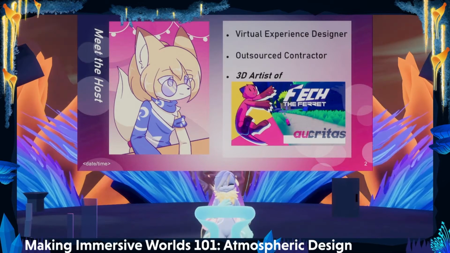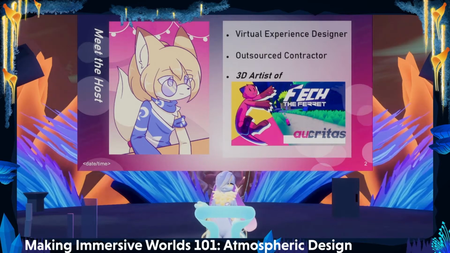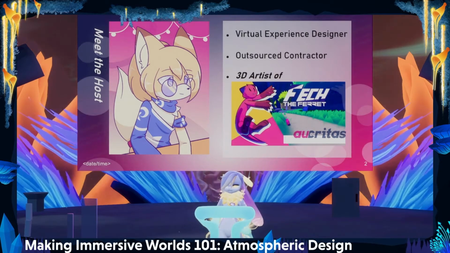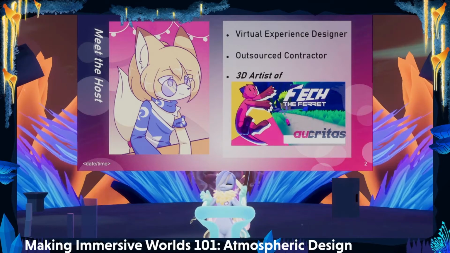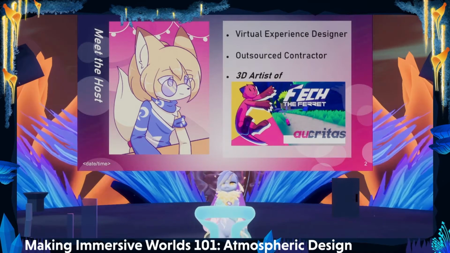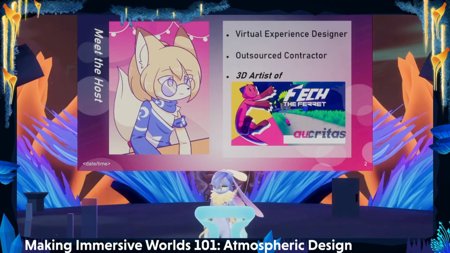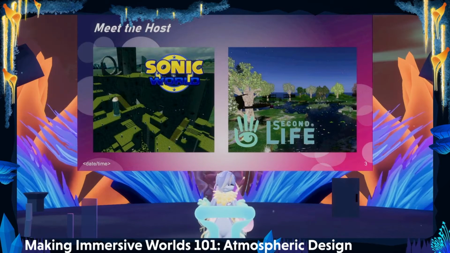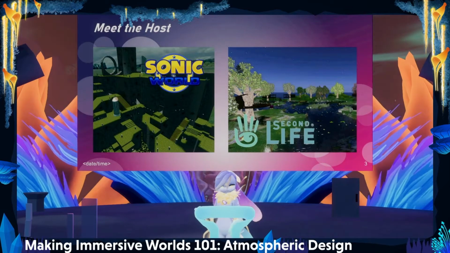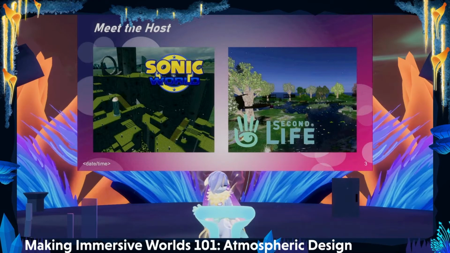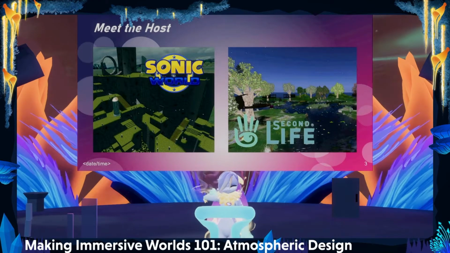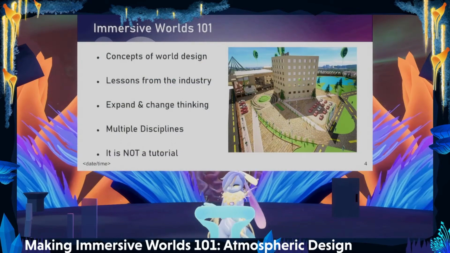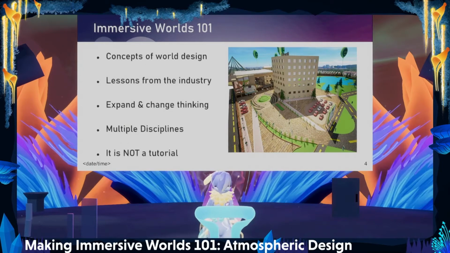Anyway, hello. My name is Wishdream. I'm a virtual experience designer, outsourced contractor, and 3D artist of Fetch the Ferret, which is basically a pink ferret speedrun open world game made by a company named Ocritus, which is an indie game development team. Not exact company and development team. You've probably seen me before. I used to be a stage designer for Sonic World, as well as a sim designer and a fashion designer for Second Life. I'm here to teach you guys how to make immersive worlds.